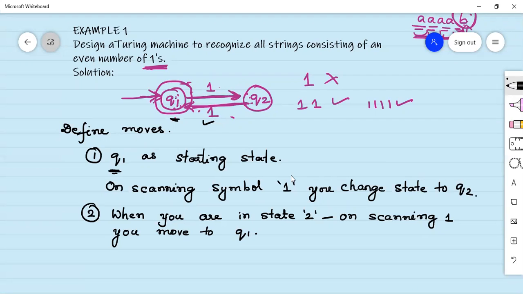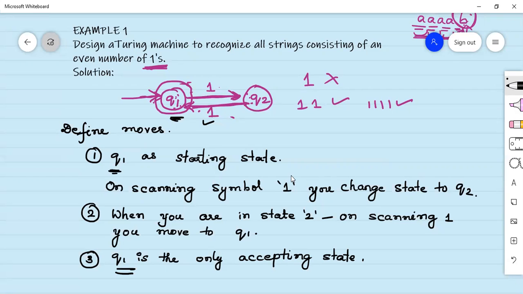Which is the accepting state here? In this particular diagram, Q1 is the only accepting state. I say only because you can have more than one accepting state. In the definition of Turing machines, you saw that, isn't it? So Q1 is the only accepting state. When do we say we accept this string? If all inputs are exhausted and we are in state Q1, only then we accept this string.